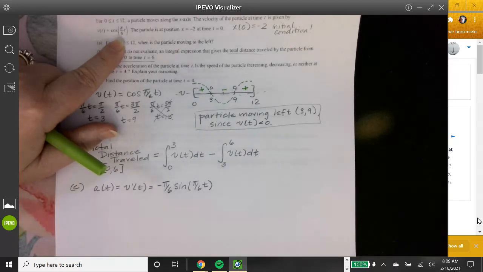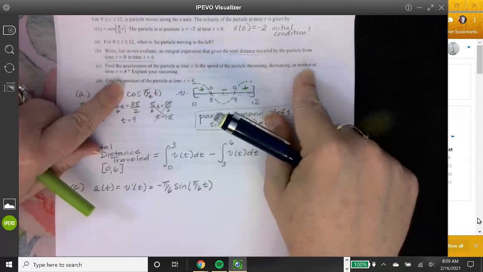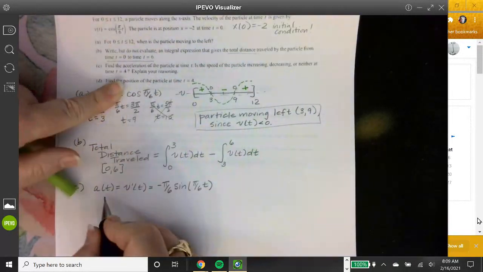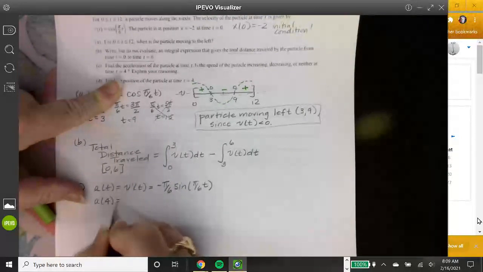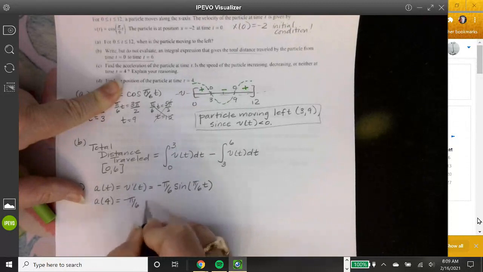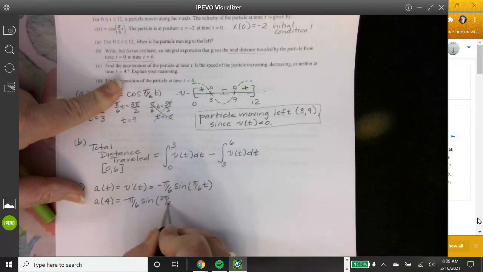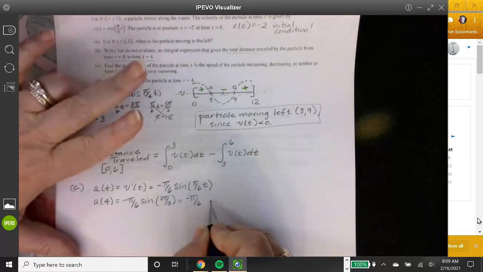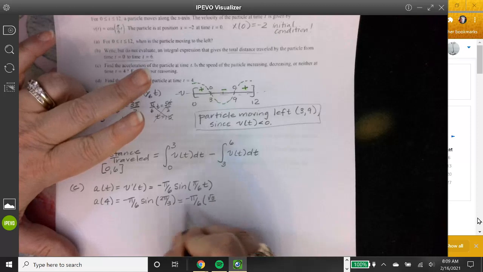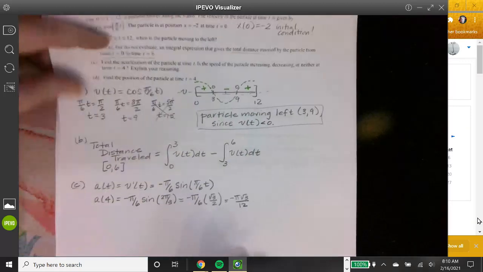So I'm sure that's worth a point. And then it continues to ask, is the speed of the particle increasing or decreasing, or neither at t equal 4? So we need to know what a of 4 is. Well, a of 4 is going to be negative pi over 6 times the sine. When I plug 4 in here, I get 2 pi over 3, which is equal to negative pi over 6 times the sine of pi over 3, which is root 3 over 2. So this is negative pi root 3 over 12. I don't know what that is, but it's a negative number.